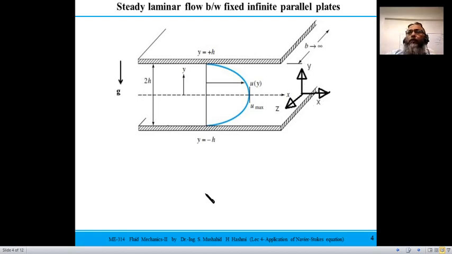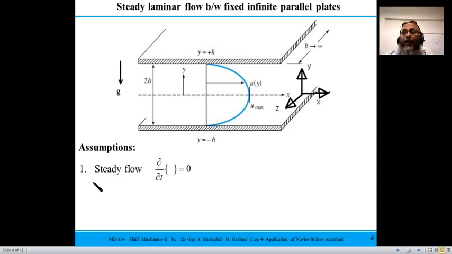So this problem can be solved by applying the Navier-Stokes equations. As we know, the Navier-Stokes equations are complicated, having nonlinear terms as well as variations with time and space variables. So we have to make assumptions in order to solve this. Our first assumption is steady flow. Once we take steady flow, it means that any parameter of interest, whether velocity, pressure, or anything else, doesn't change with the passage of time. Such problems are called steady state problems.